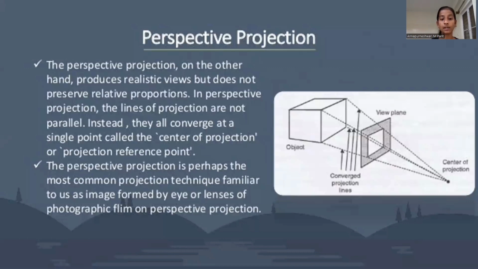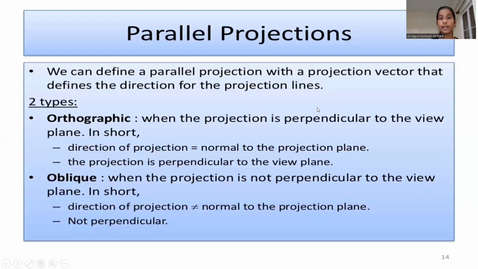Perspective projection is perhaps the most common projection technique, familiar to us as an image formed by an eye or a lens of a photographic film. In perspective projection, the lines of projection are not parallel. Instead, they converge at a single point called the center of projection or the projection reference point. This is an example of a perspective projection.